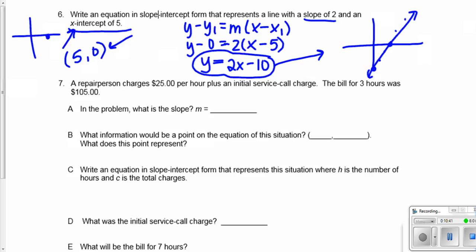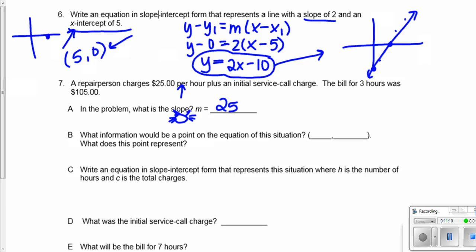All right, number 7: a repair person charges $25 per hour plus an initial service call charge. The bill for 3 hours was $105. So it says, in the problem, what is the slope? When we think about slope cat, right, what does slope cat say? Slope cat says per, right, and I see per right here. 25 is our slope. So what information would be a point in the equation? That means, like, what would be a value, a coordinate pair?